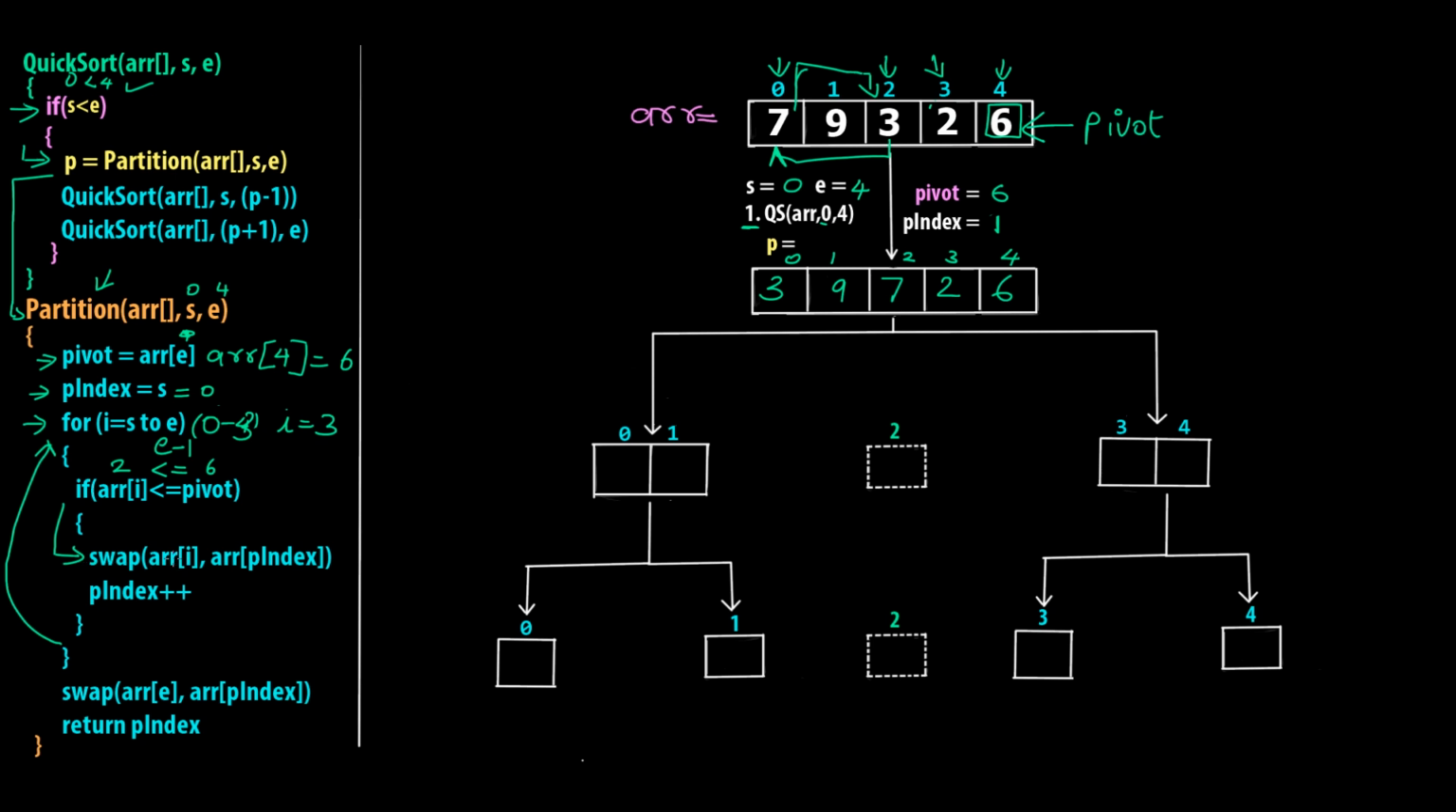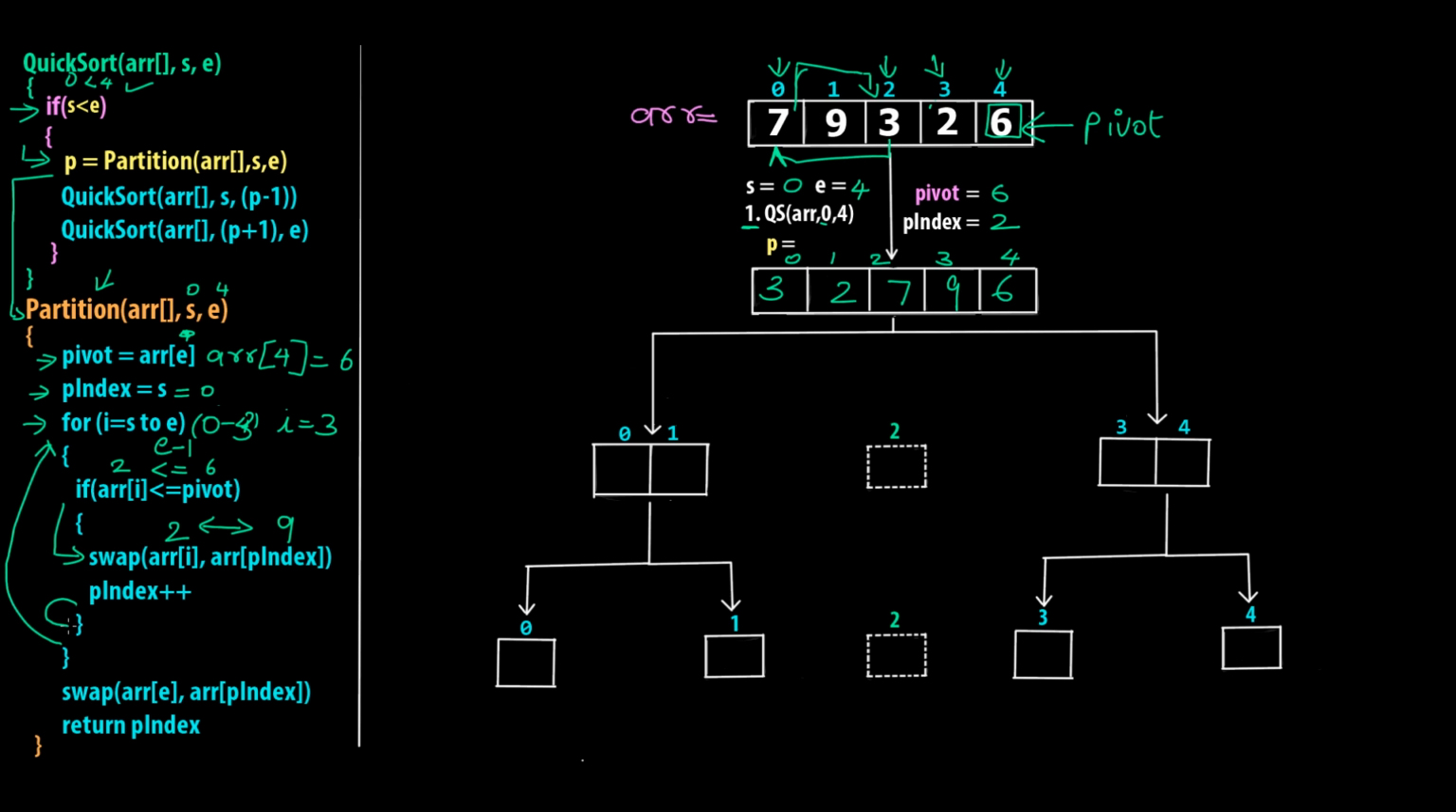Now we are saying swap ARR of I, that is 2, because ARR of 3 is 2. We have to swap this with ARR of P index. We just incremented P index by 1 and now P index has become 1. What is the value at position 1? Right now it is 9. So now we are swapping 2 and 9, right? So 2 will come over here, 9 will come over here. Let's do the swapping. Okay, the swapping is done. 2 has come over here, 9 has come over here. Again, P index will be incremented. So now P index will become 2, right? This is P index plus plus.